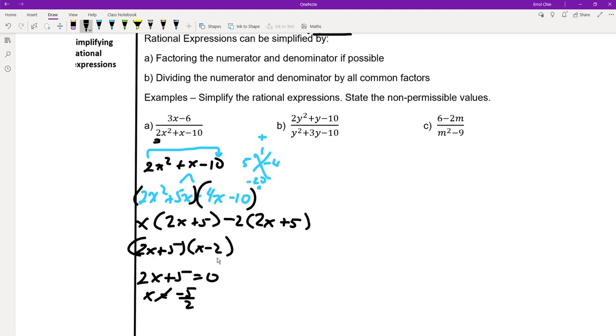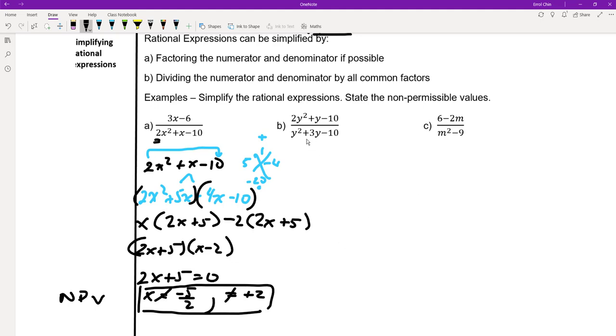And the other factor is x minus 2. I'm not going to bother showing you the work. Hopefully you would agree if we allowed x to equal 2, the denominator would equal 0. So we can't allow it to equal positive 2 as well. And those are my NPV. Alright, so we're going to start using NPV, non-permissible values. X is not allowed to equal negative 5 over 2, as well as positive 2.